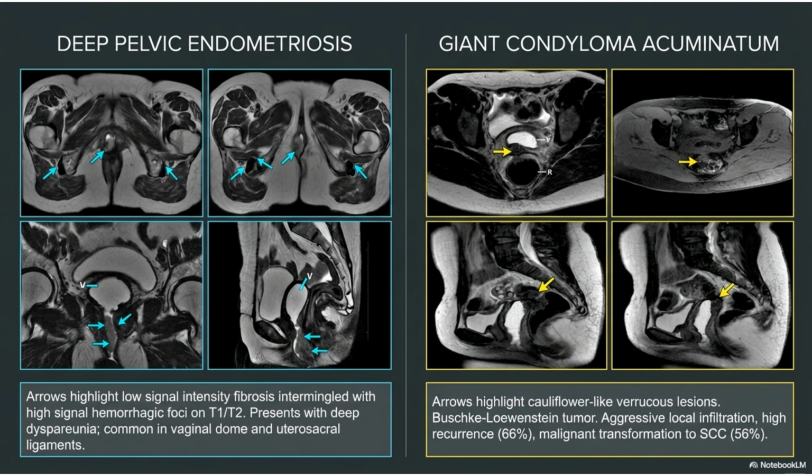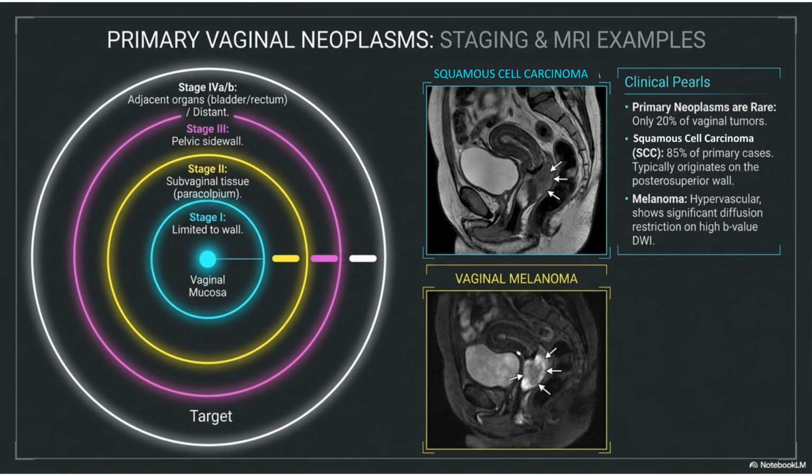Deep pelvic endometriosis shows low-signal fibrosis intermingled with high-signal hemorrhagic foci on T1/T2. Giant condyloma acuminatum presents as aggressive, cauliflower-like verrucous lesions, often recurring and carrying a high risk of malignant transformation to squamous cell carcinoma. Primary vaginal neoplasms are rare.